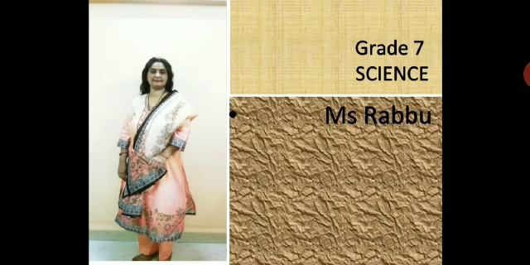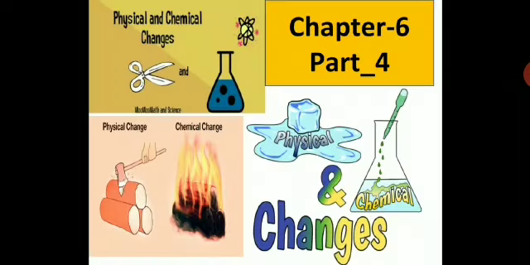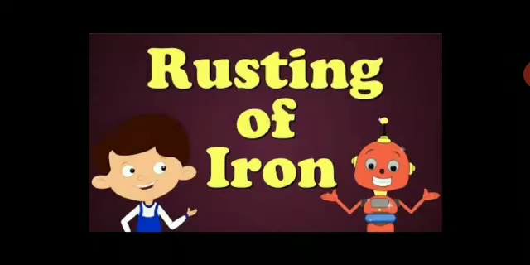So we will continue with the chapter physical and chemical changes. Here we are going to continue with part 4. Let us see what we are going to learn today, that is rusting of iron.